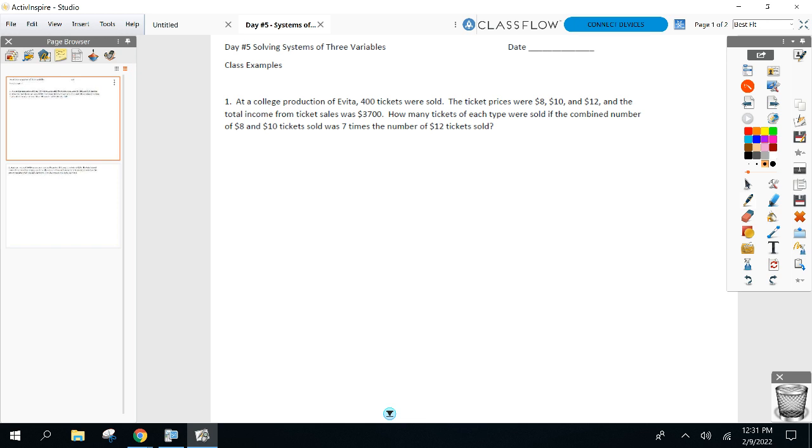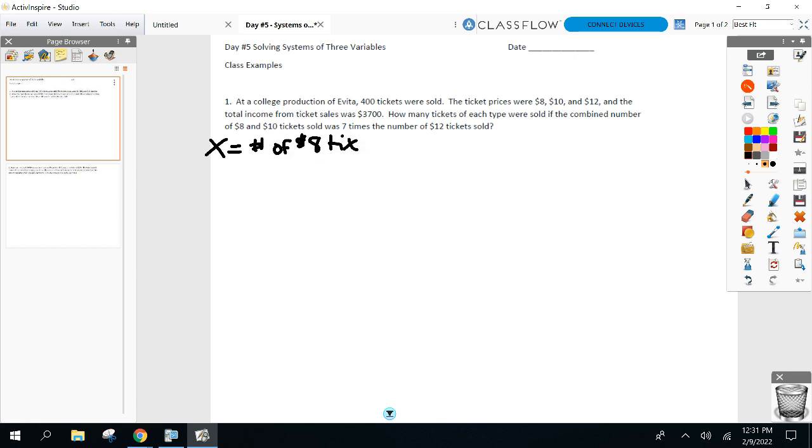Okay, how many tickets are sold of each type? Well, talk to me about the type of tickets here, because I've got to start building my let statements. What are the types of tickets I'm selling? All right, let's hold it right there. So let's start out with X being the number of $8 tickets.